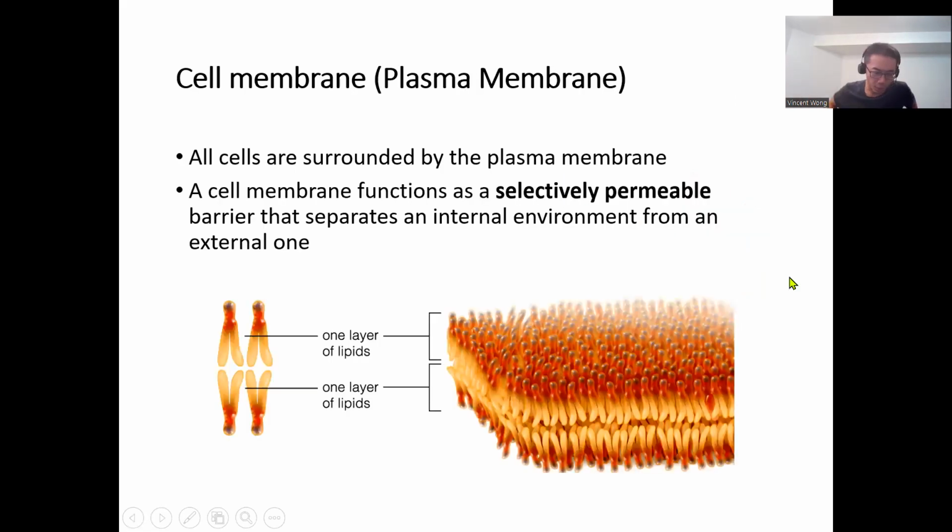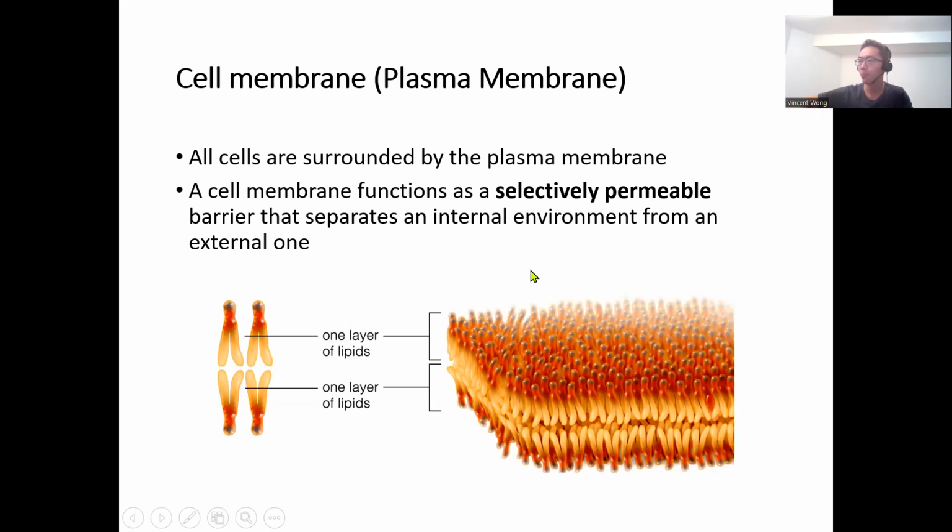So all these cells, regardless if they're eukaryotic or prokaryotic, are gonna have a cell membrane that protects them, that surrounds them. And the cell membrane functions as a selectively permeable barrier. Permeable means it will allow things to pass through. So it's not like a brick wall. It will let something pass through, but not all things. That's why it's selectively permeable.